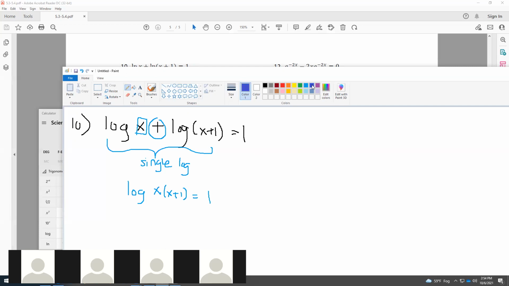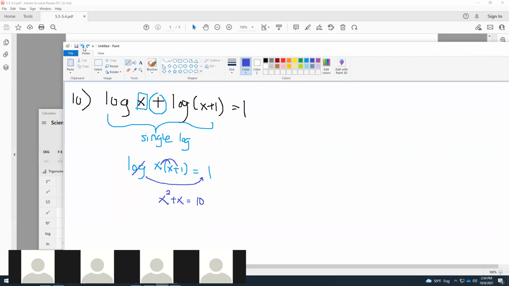Okay. And then what we do here is this exponent, you move it up. So you distribute your x here and you get x squared plus x, and this equals 10, because the base is 10, 10 to the power of 1, and you know 10 to the power of 1 is 10. Then this is quadratic, so we have to make this equal to 0. So it's x squared plus x minus 10 equals 0.